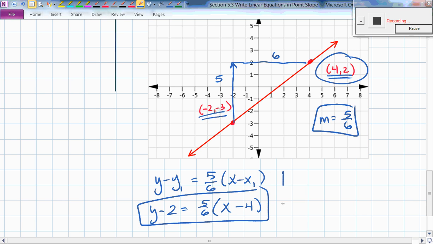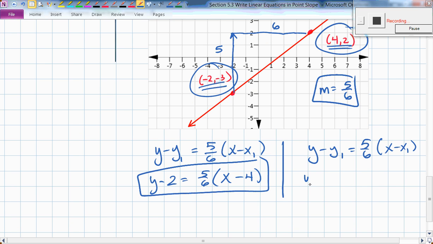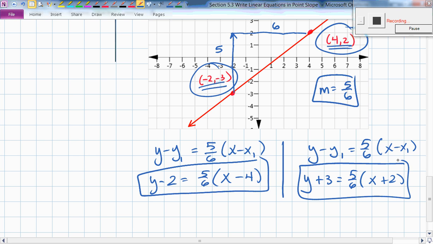Or, similarly, you could have chosen this other point, (-2, -3). Y minus y1 equals 5/6 times x minus x1. So that would be y plus 3 equals 5 over 6 times x plus 2. Who got this for an answer? That's about 8 or 9 people. That's the rest of the people. Oh, it was like only 5 people.